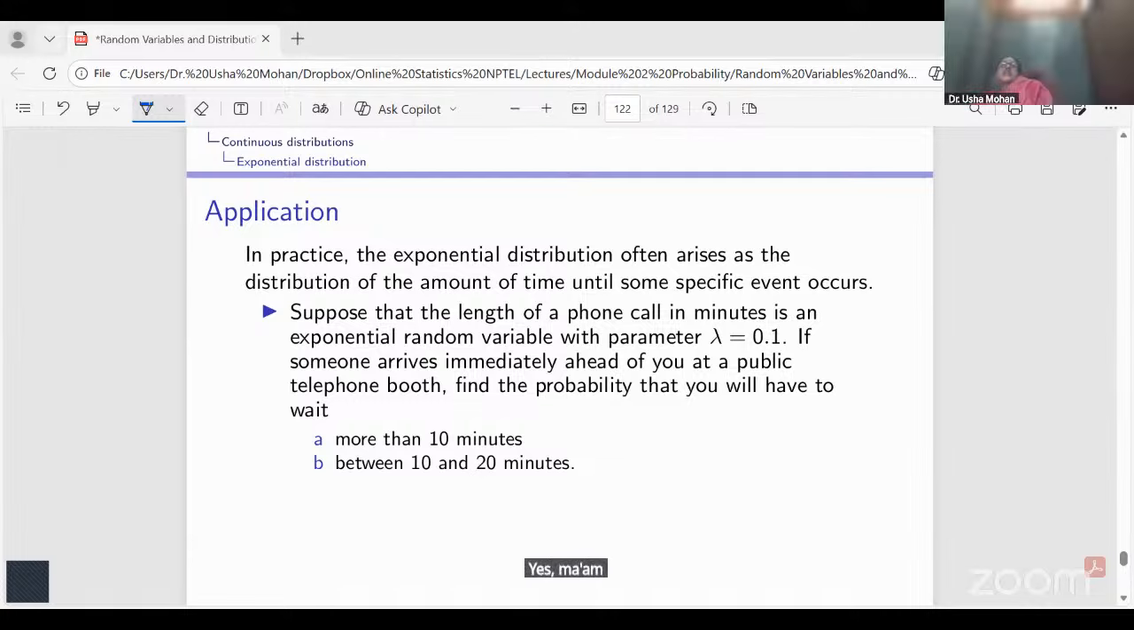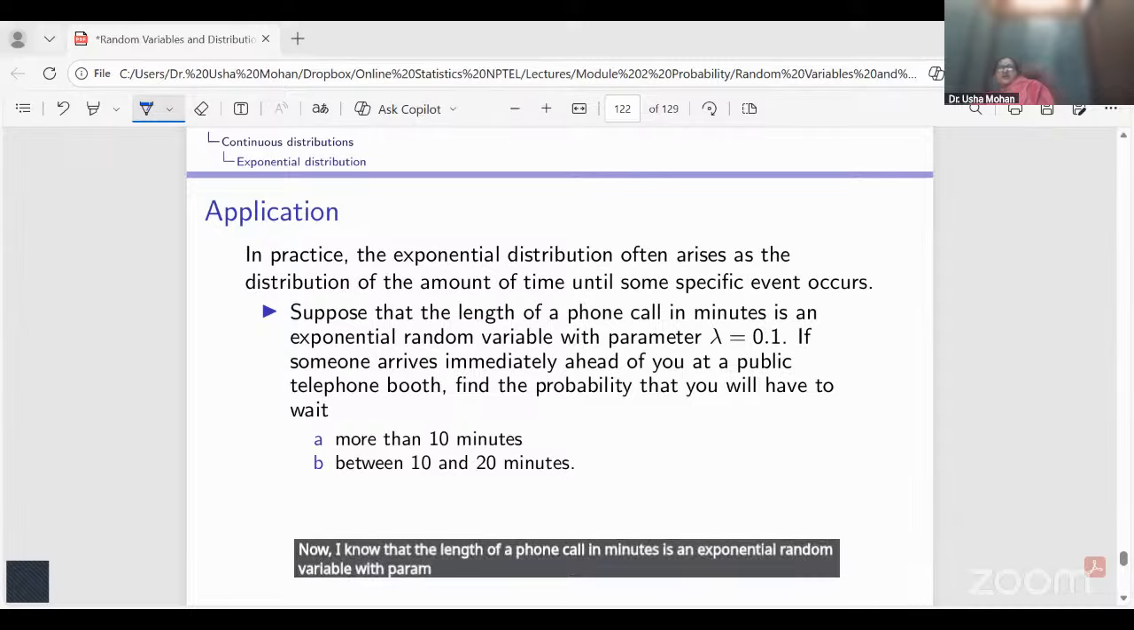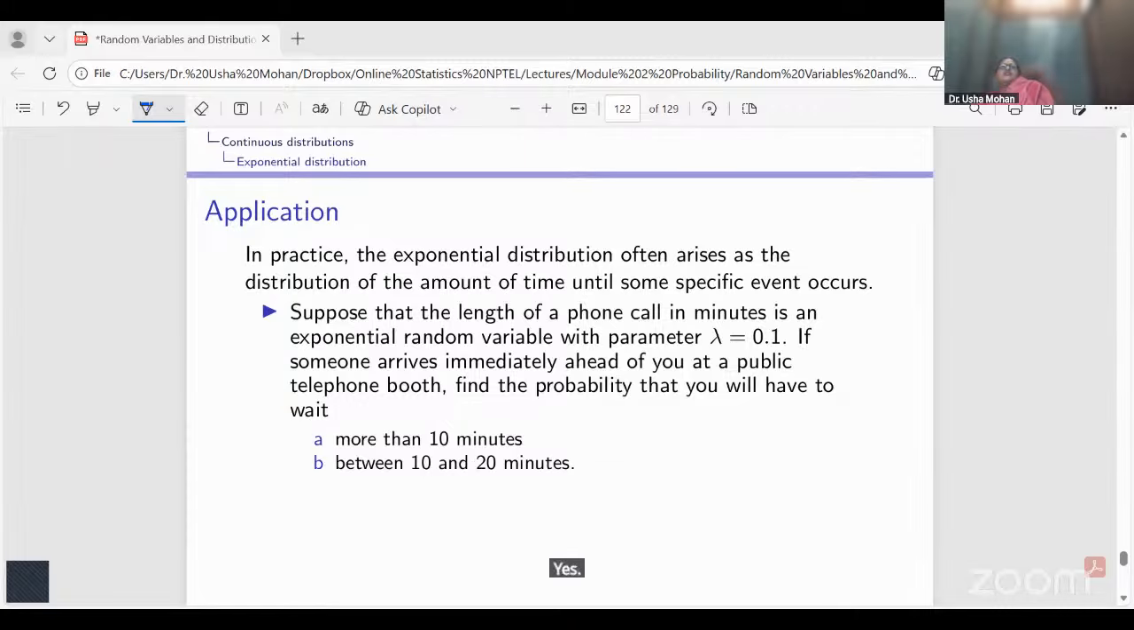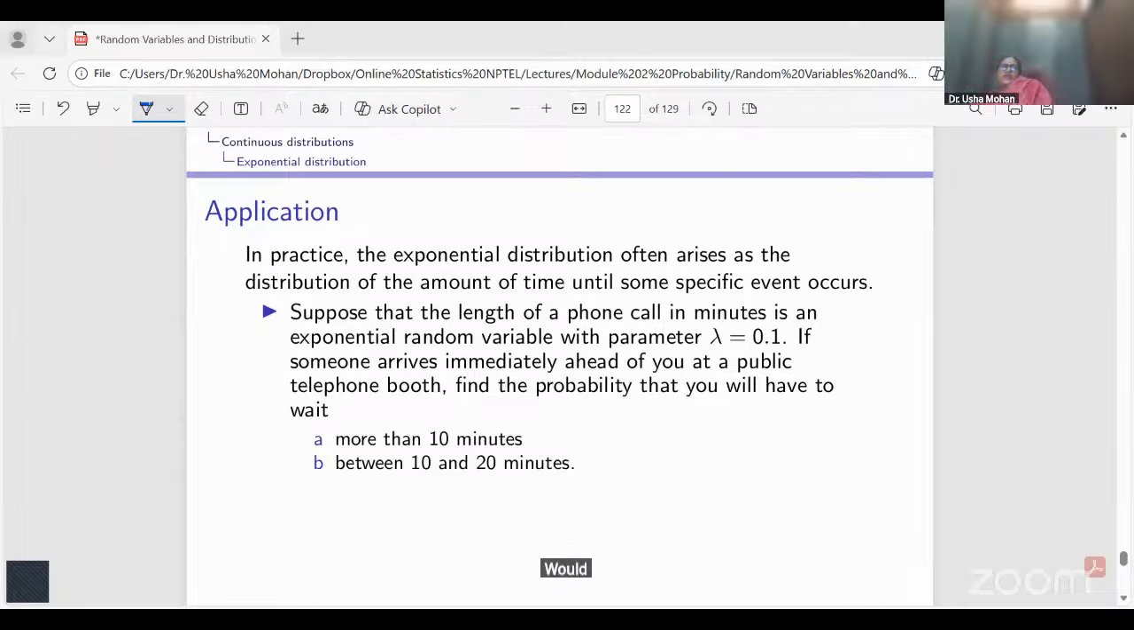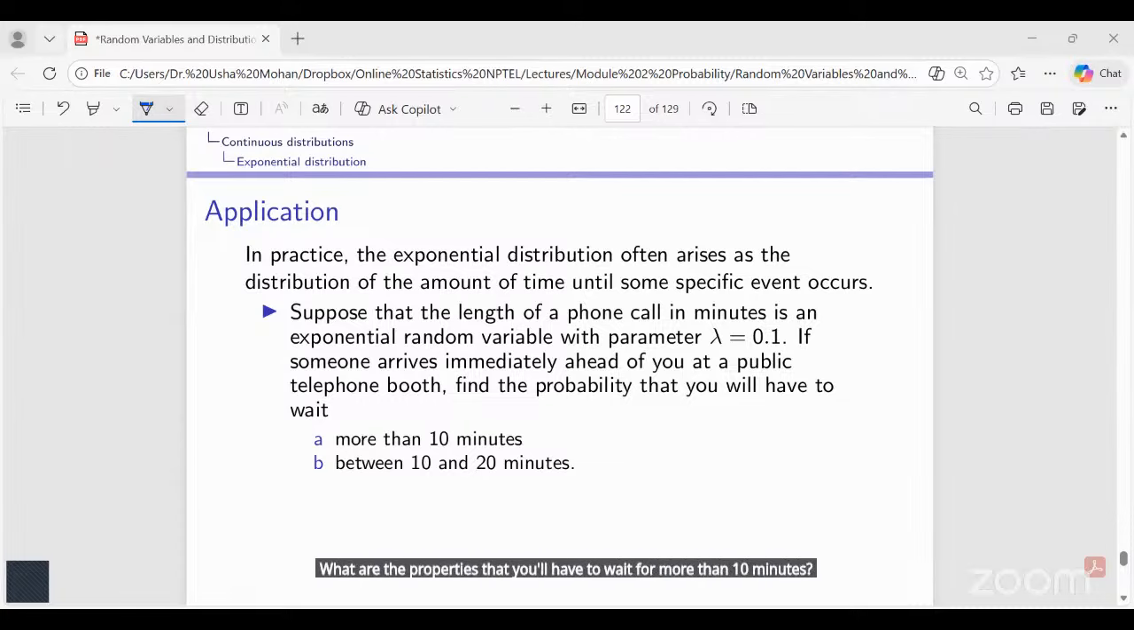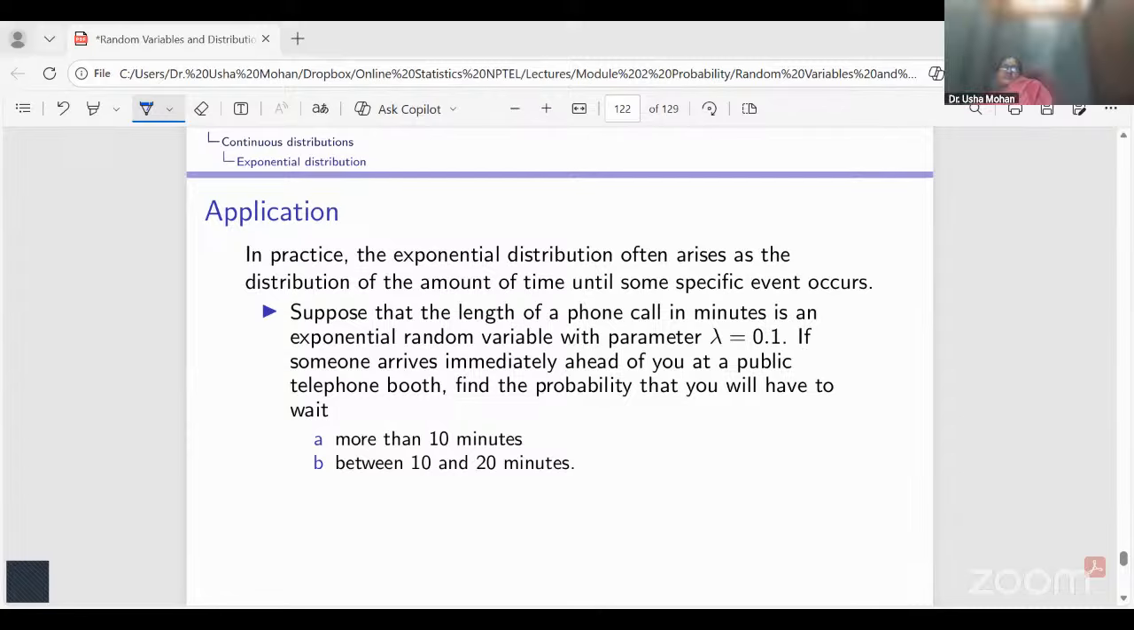Now, what is the parameter? What is lambda here? I know that the length of a phone call in minutes is an exponential random variable with parameter 0.1. So, what is my lambda here? 0.1. What is the mean? Would it be 0.1? I'm looking at the probability that you'll have to wait for more than 10 minutes. The length of the phone call in minutes, lambda equal to 0.1.